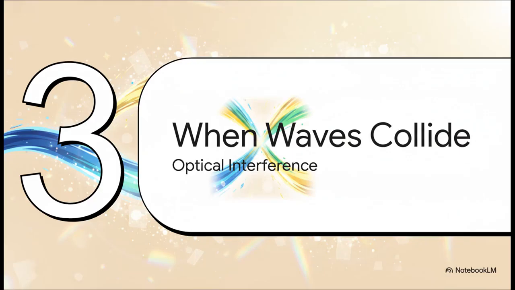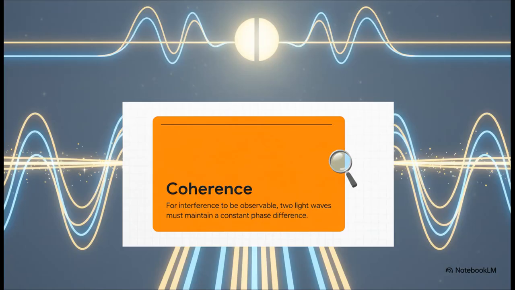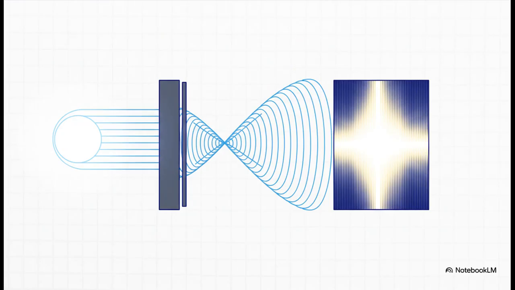Now for something really cool, one of the most fascinating behaviors of waves. What happens when two light waves actually meet and try to occupy the same spot at the same time? These interference patterns don't just happen with any old light. They need a very special condition called coherence. All this means is that the two waves have to have a stable, locked-in phase relationship. They have to be marching to the same beat. And that's why, as you're about to see, many experiments just take a single light source and split it in two.